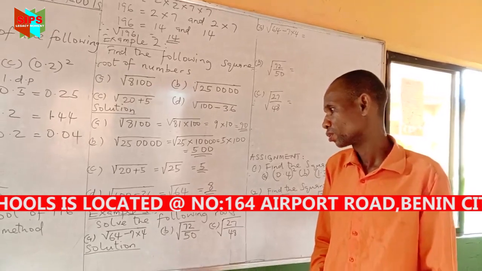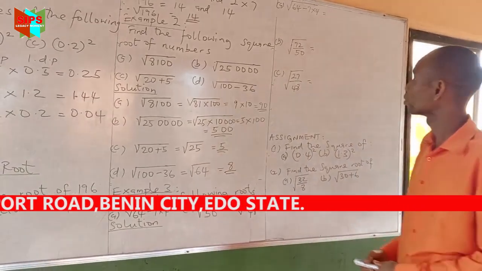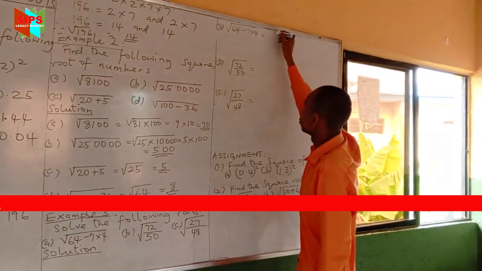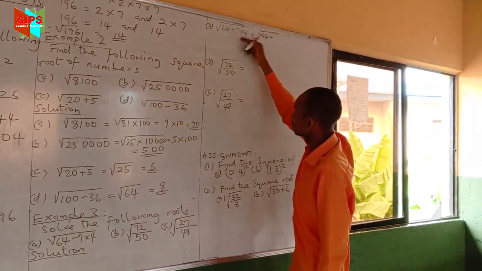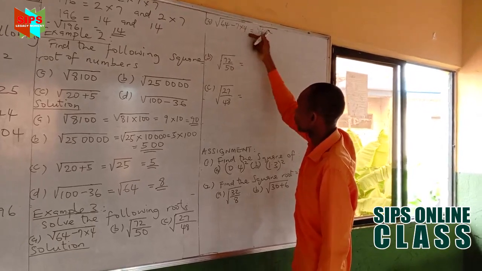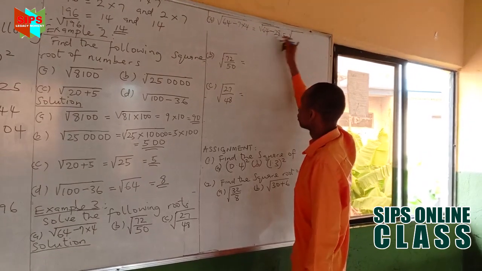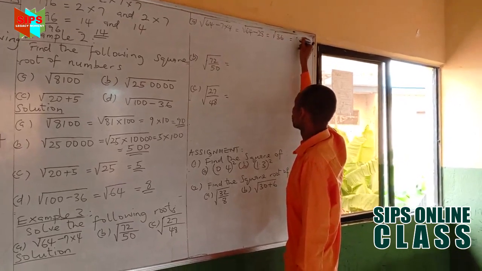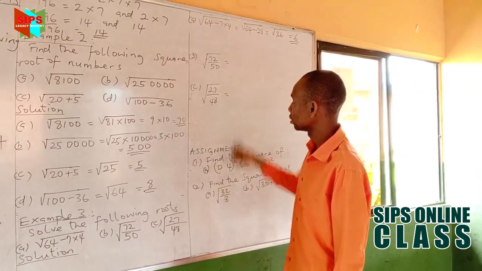Now, work example 3. Solve the following roots. Square root of 64 minus 7 times 4. That is 8. So, have your root 64 minus 7 times 4. We follow BODMAS. We deal with multiplication first. 7 times 4 will give us 28. It is equal to root 64 minus 28, which will give us 36. Square root of 36 is 6. That's the answer.